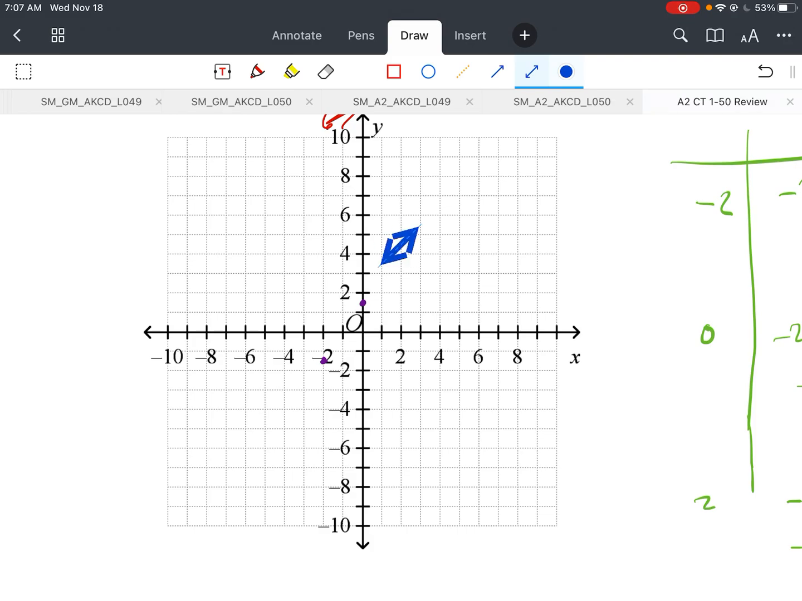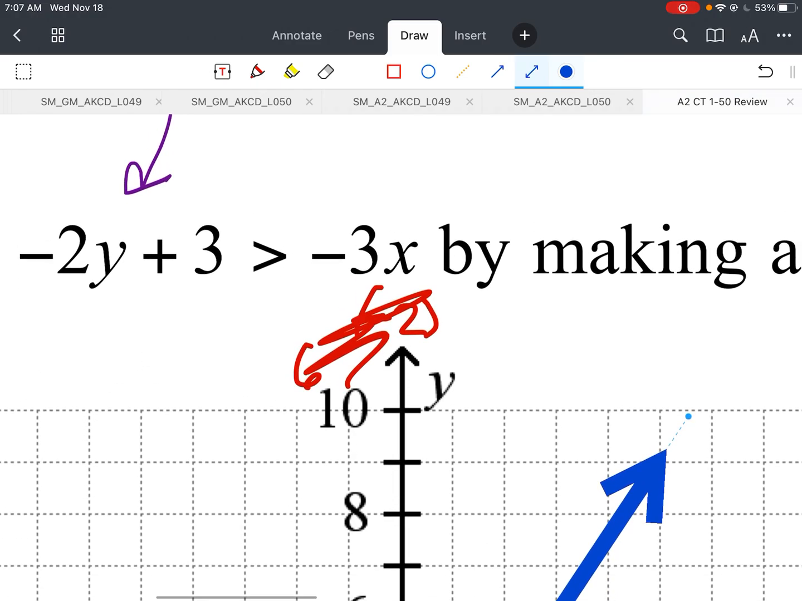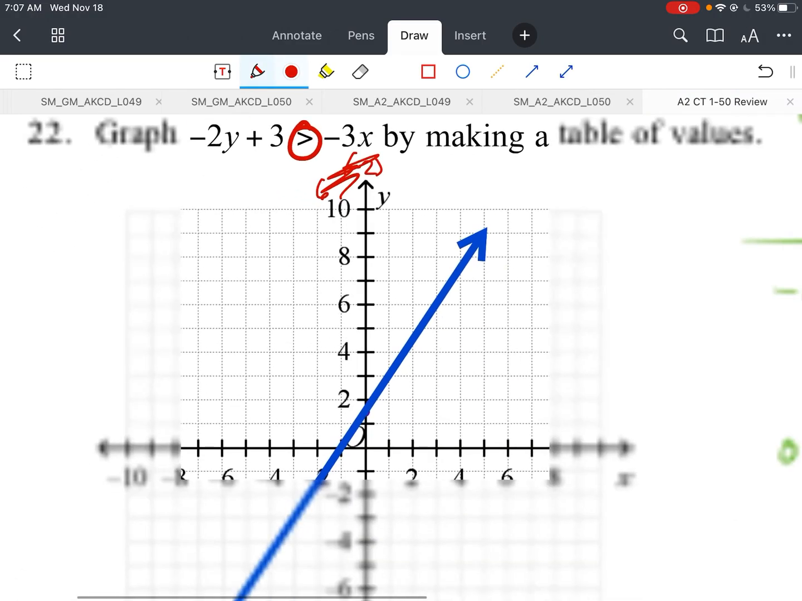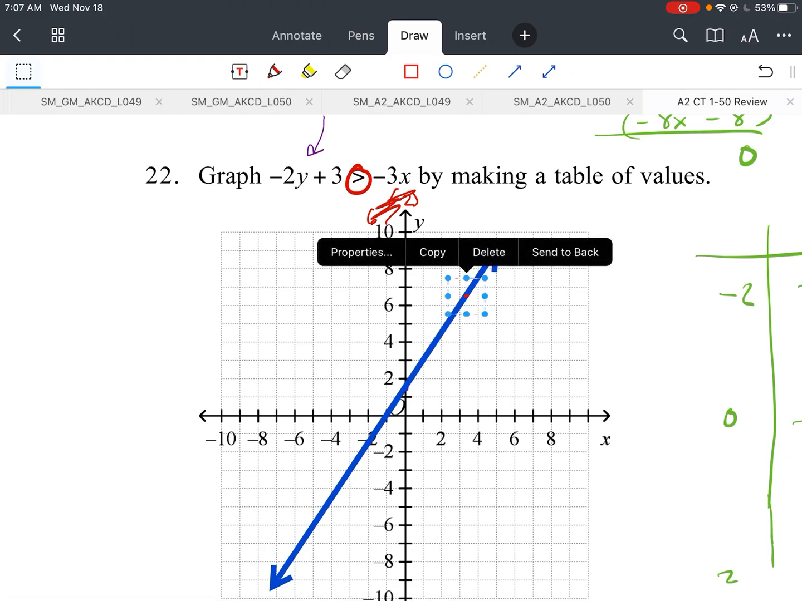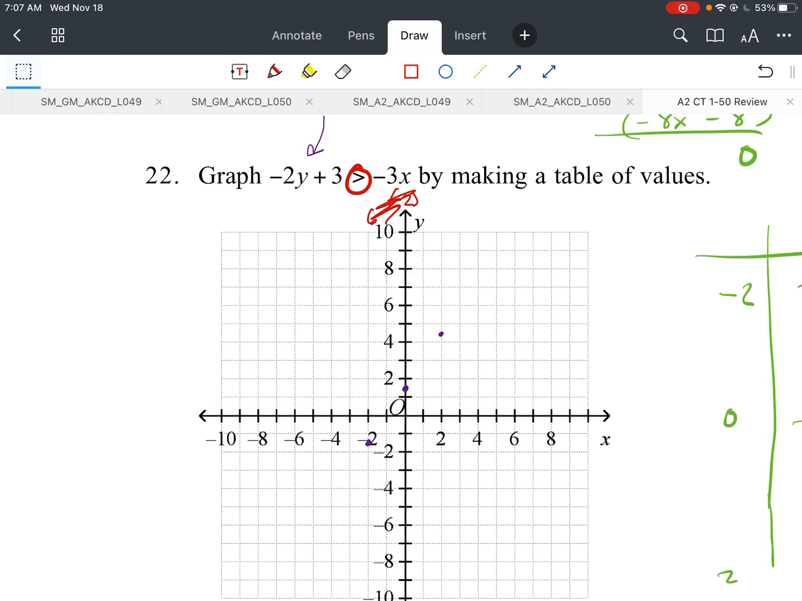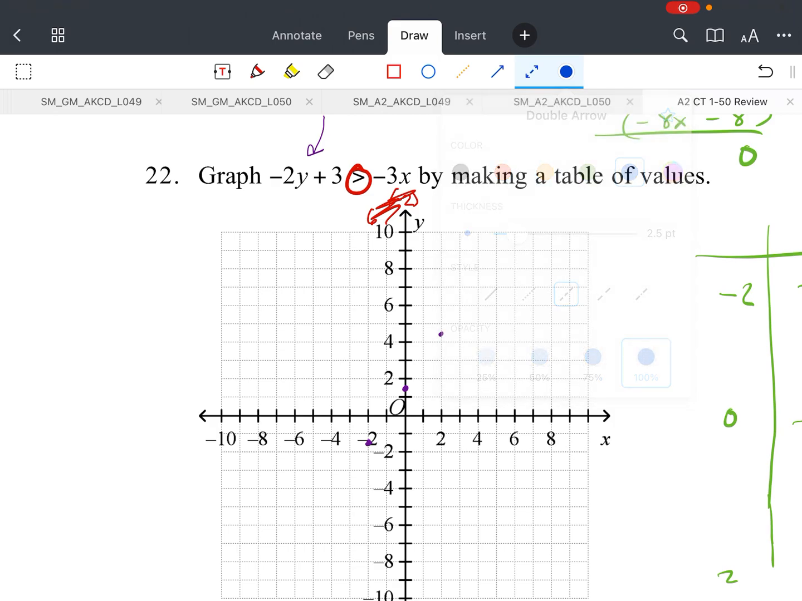And I'll just start at one of the points, go through the others, and extend through like that. All right, this is my boundary line. Now, because of this right here, this should be a dotted line, not a solid line, so let's change that. Let's go to dotted. Dashed. All right, so again, cut through.